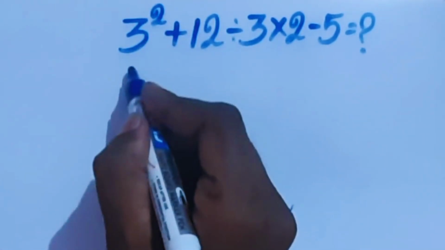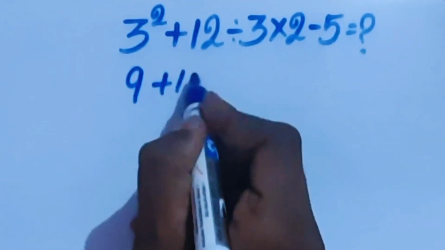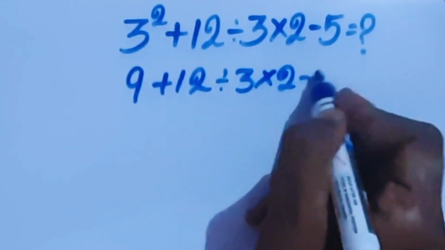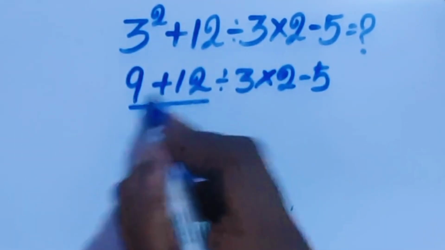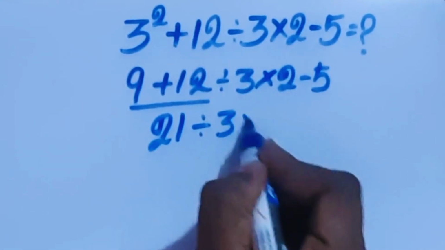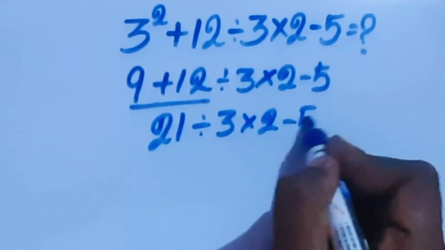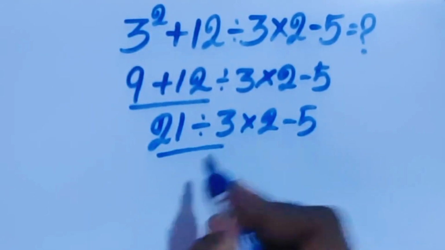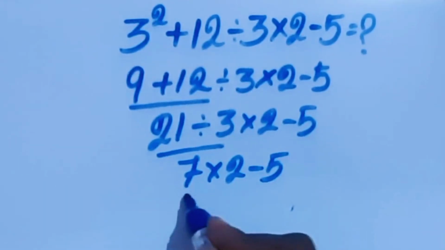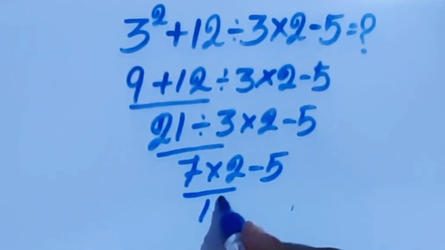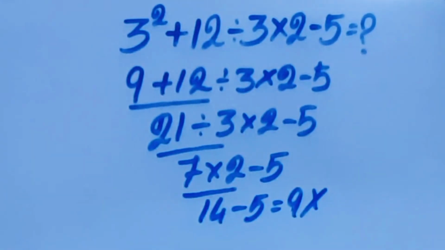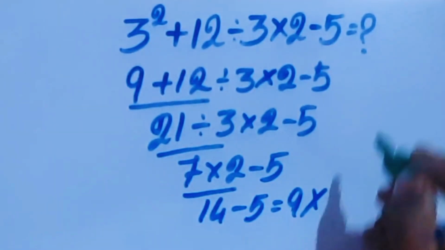Hi guys, here 3 squared is 9 plus 12 divided by 3 times 2 minus 5. Here this 9 plus 12 is 21 divided by 3 times 2 minus 5. Here 21 divided by 3 is 7 times 2 minus 5. Here 7 times 2 is 14 minus 5 is 9, which is the wrong answer. As per the order of operations, this 9 is the wrong answer.